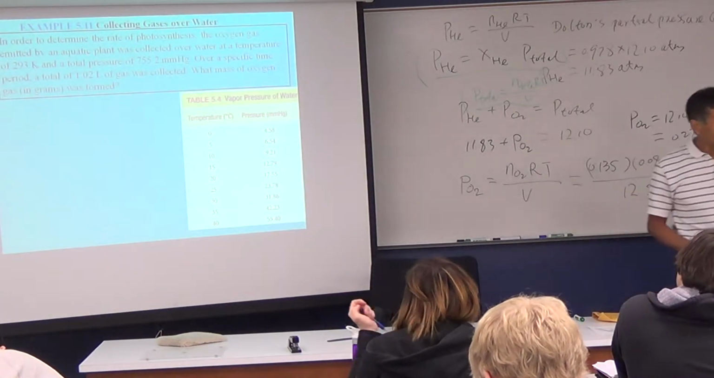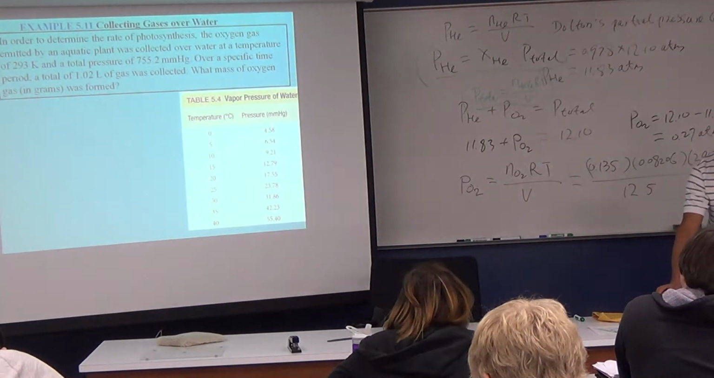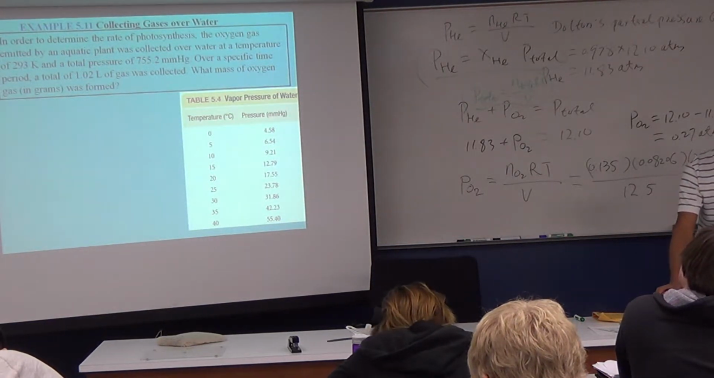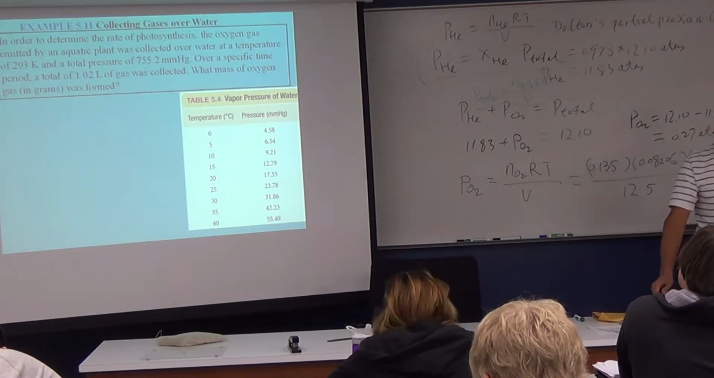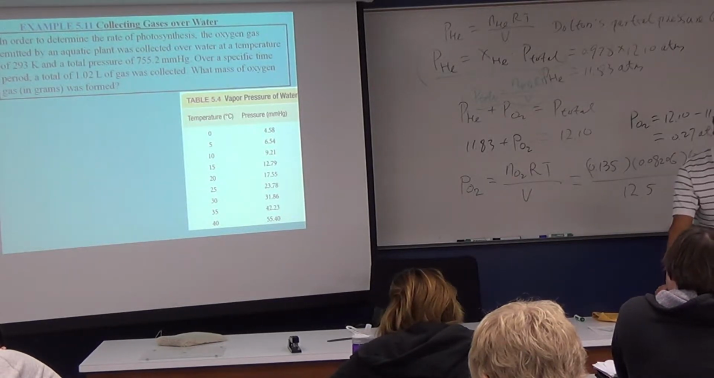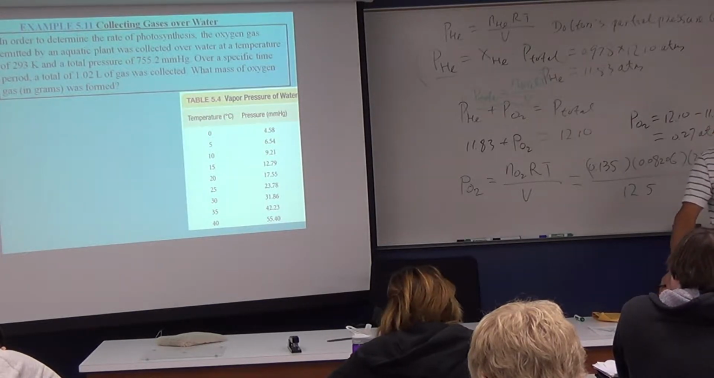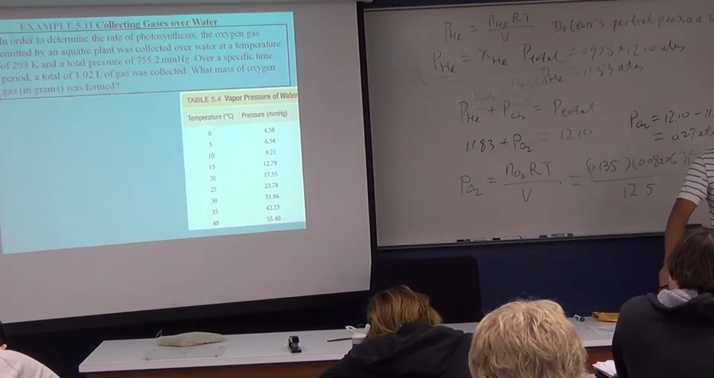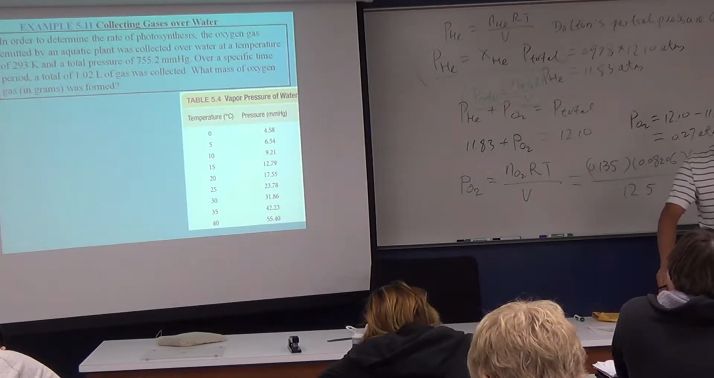Right, so now let's see this problem. In order to determine the rate of photosynthesis, the oxygen gas emitted by an aquatic plant was collected over water at a temperature of 293 Kelvin and a total pressure of 755.2 millimeters of mercury over a specific time period. So you have a total volume too. You just measure the total volume. Then you want to find out what mass of oxygen gas, in grams, was produced.